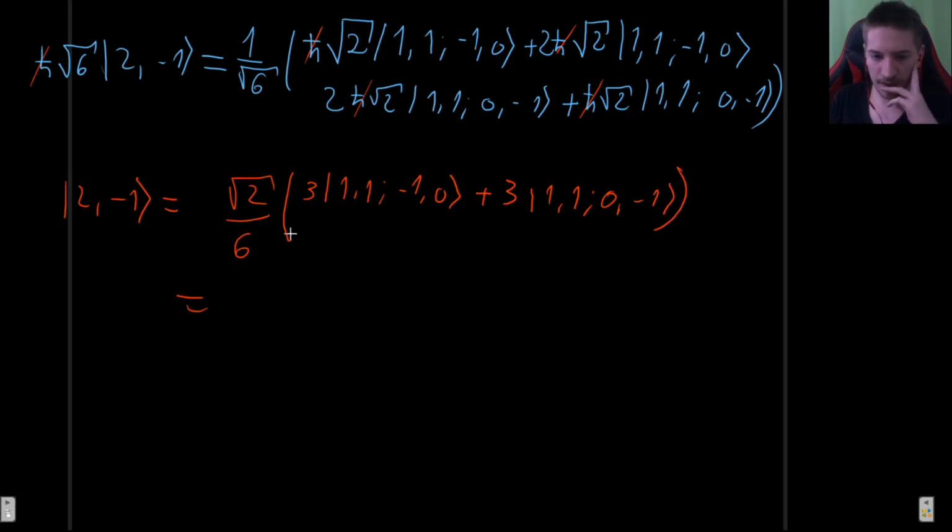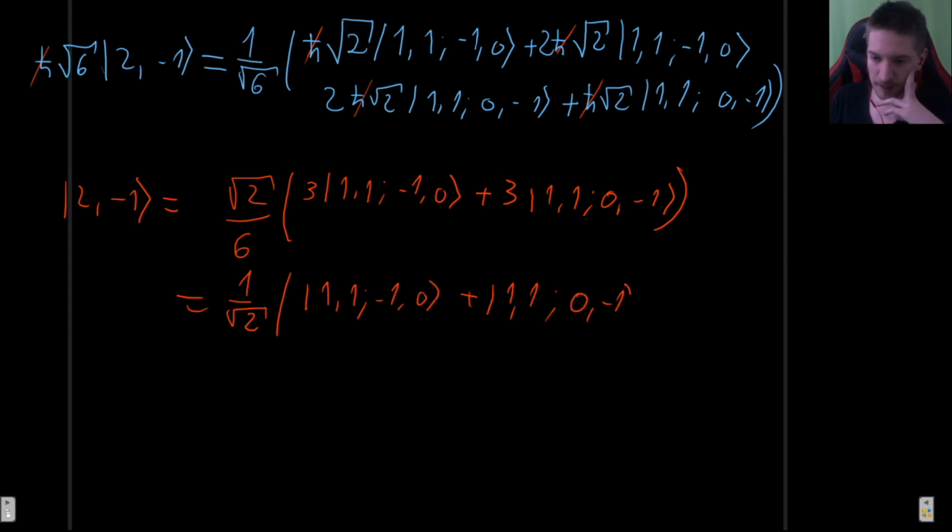So here we can simplify, of course, the 6 with this 3, so we get square root of 2 over 2, which is simply 1 over square root of 2, times the state |1,1⟩|1,0⟩ minus |1,0⟩|1,1⟩. So now we have found the coefficients for this other state. We have one more state to go.